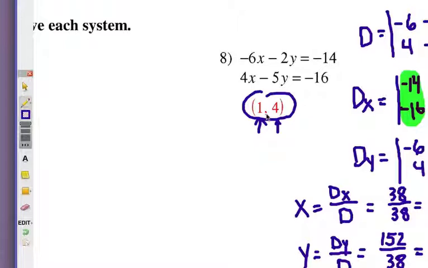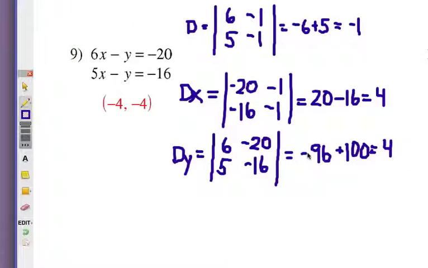All right, let's do 9 and 10. I've written this out for you to speed this up a little bit, but what we're going to do is find the determinant of the coefficients, which is this array right here, and that'll give us a negative 1. The determinant of the x's is going to be this determinant here, 2 by 2, giving us a positive 4. And the determinant of the y's is going to be this 2 by 2 matrix. Find the determinant there to be a positive 4 again.